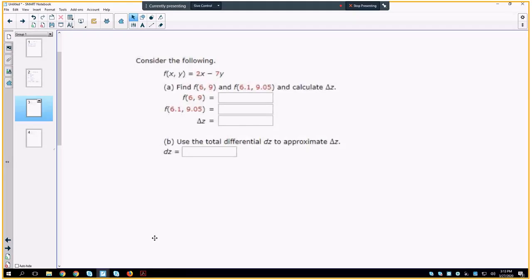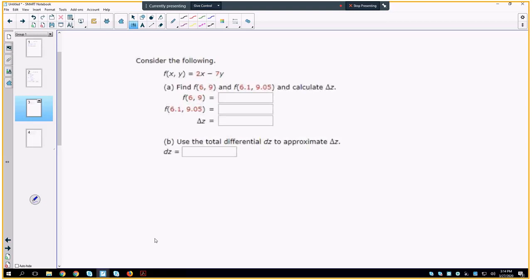Another problem related to total differential. So we're given the function f of x and y equal to 2x minus 7y. And part A is going to ask us to do some computations. So f of the point 6, 9. So we're going to just start by doing these calculations.